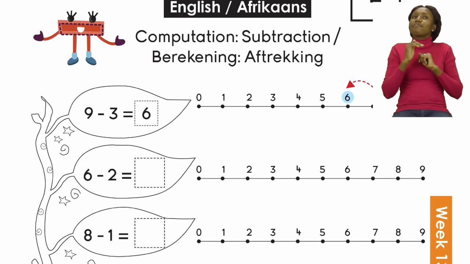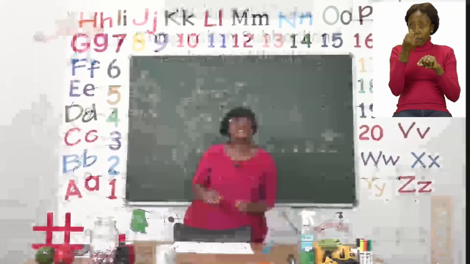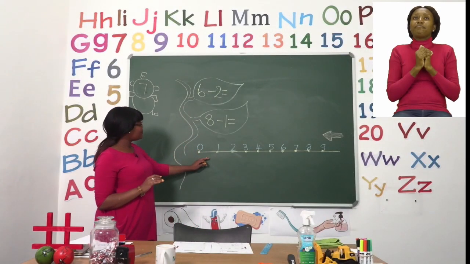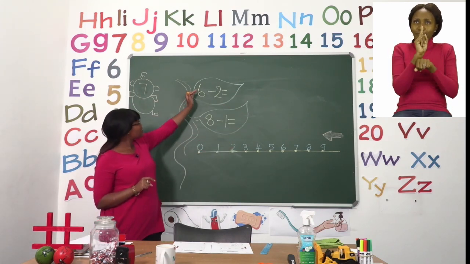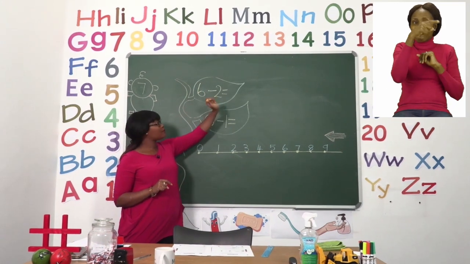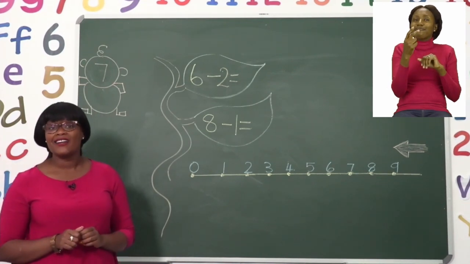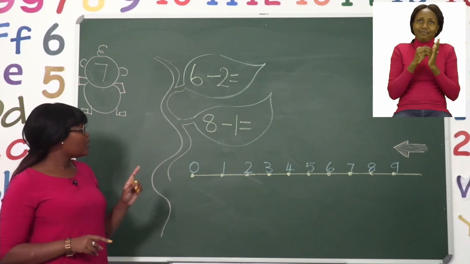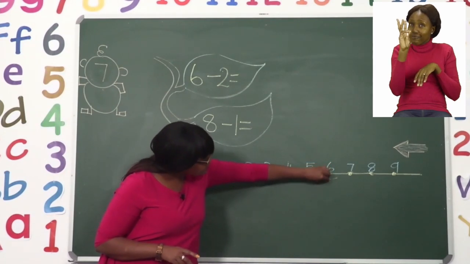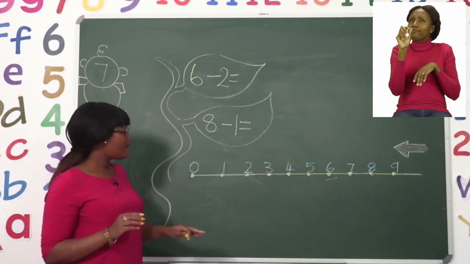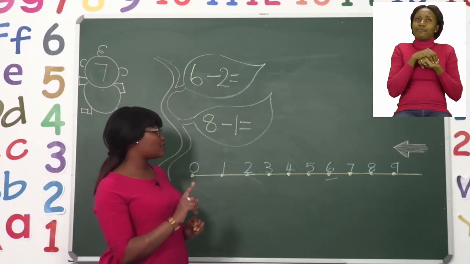Now we're going to do the next ones, and we're going to be using a number line to help us. I have the next 2 on the board, so let's take a look. Now I have my number line here, which I'm going to use for both of them. Let's start with the leaf that says 6 minus 2 equals box. I want you to count with me and also to write the answer as we go. So we're going to start at the number 6. This is the number we're going to begin at, and we need to count going backwards 2 times. So that's what we're going to do.